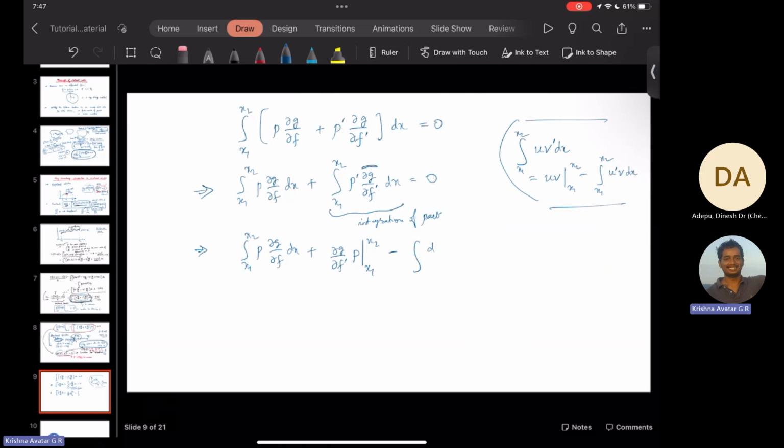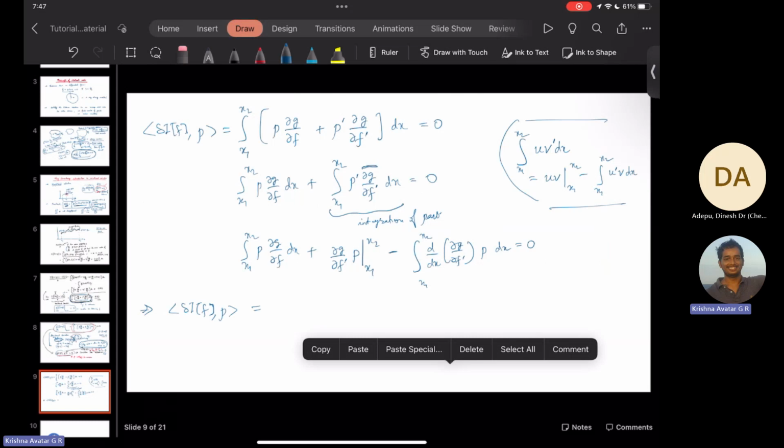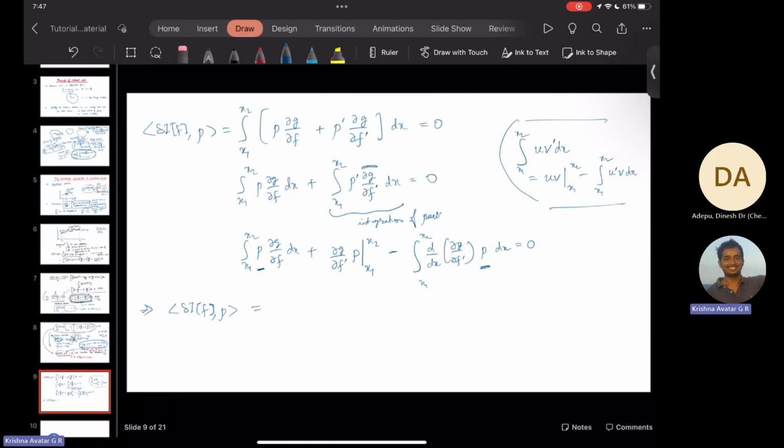Okay, and then in this case we get d by dx of partial g by partial f prime times p dx from x1 to x2 equal to 0. Now we see that even in this case we have p, and here as well p. So we can merge both of them into a single integral. We can write it as the integral of partial g by partial f minus d by dx of partial g by partial f prime, into p dx, plus partial g by partial f prime times p from x1 to x2, is equal to 0.